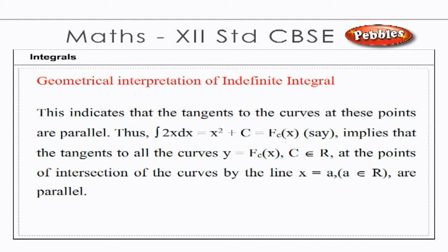Thus, the integral of 2x dx is equal to x square plus c is equal to F c of x, which implies that the tangents to all the curves y is equal to F c of x, c belongs to R, at the points of intersection of the curves by the line x is equal to a belongs to R, are parallel.